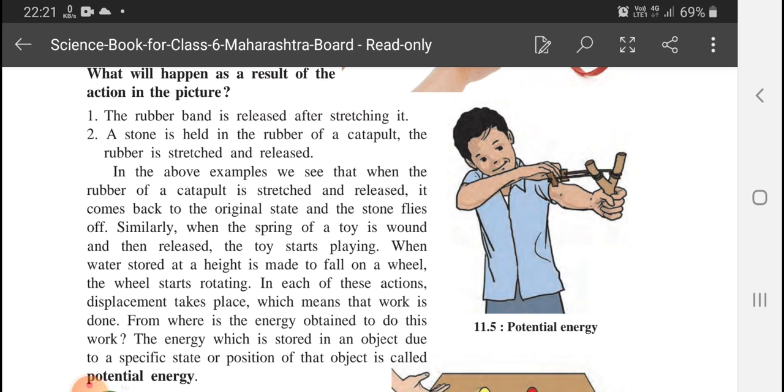Similarly, you must have definitely played with spring toys. You wound the spring and then the toy is released. The energy is stored in that spring, and till the spring or that key comes back to its original position, the toy will keep on moving. When the key is completely unwound, the toy stops at that place. In these actions displacement takes place, which means that work is being done.